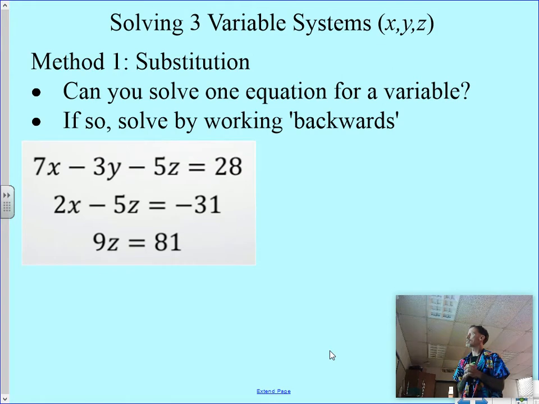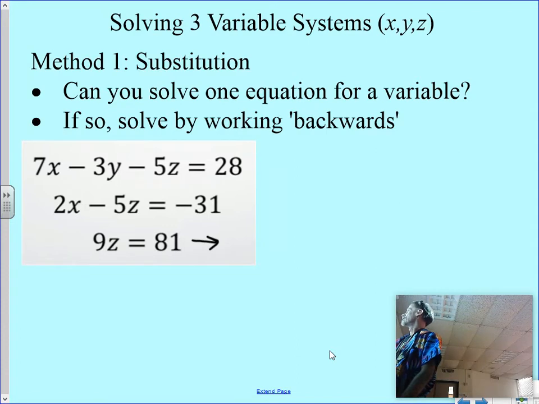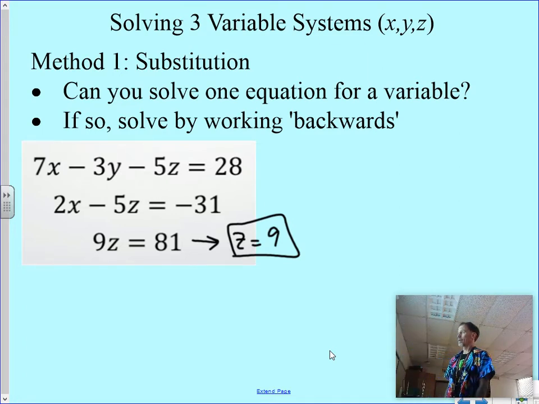So we have a 3x3 system up here, three equations, x's, y's, and z's. What you want to look for here is one equation where you can get one of the variables by itself without any kind of crazy stuff going on. If you look at those three equations, the last one, 9z equals 81, I can divide both sides by 9 and get z is equal to 9, right?